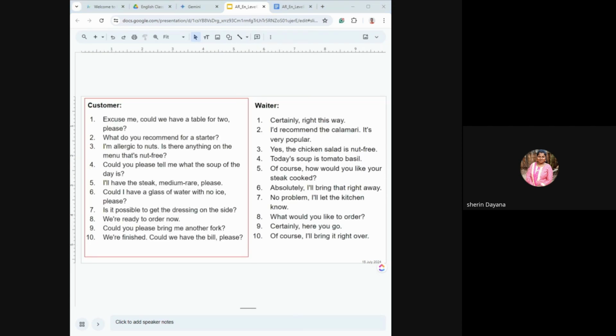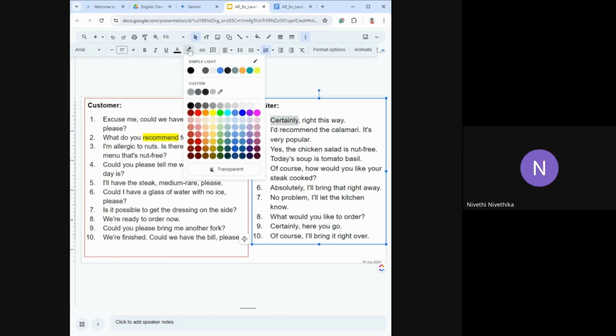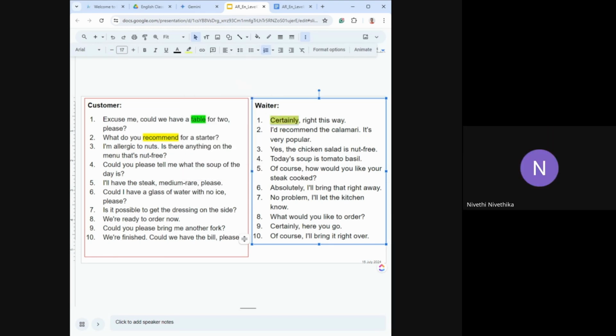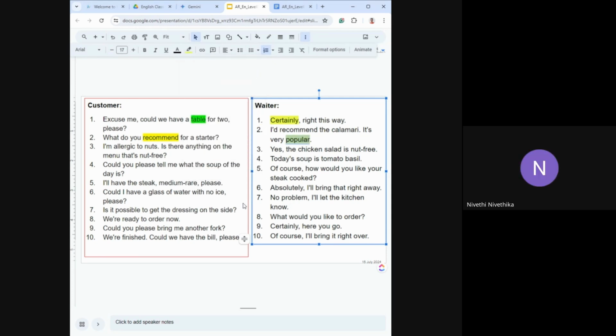Excuse me, could we have a table for two, please? Certainly, right this way. What do you recommend for a starter? I can recommend the calamari. It is very popular. I'm allergic to nuts. Is there anything on the menu that's nut free? Yes, the chicken salad is nut free. Could you please tell me what the soup of the day is? Today's soup is tomato basil.